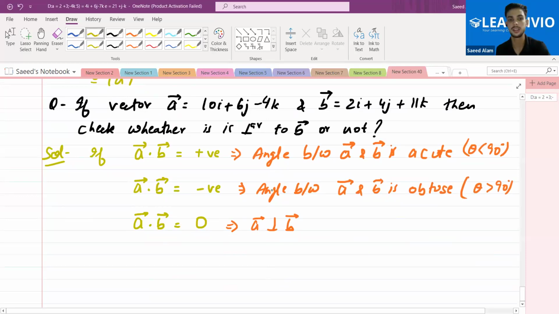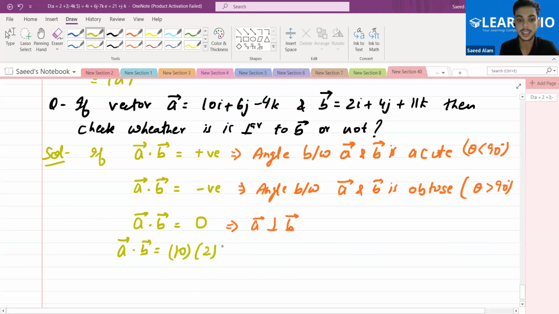This was not meant to be written here, but we were discussing it, that's why I had written it over here. So we actually need to calculate this A dot B. We'll just multiply the I component with the I component, the J with the J, and the K with the K. What will be I dot I? I dot I is 1.